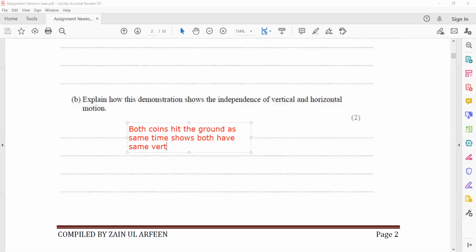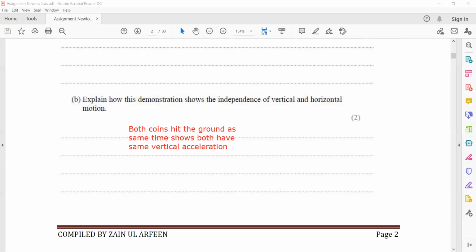Same vertical acceleration. Otherwise, what happens if they don't have the same vertical acceleration? They will not hit the ground at the same time. They will take different times, but it shows that they have the same vertical acceleration.